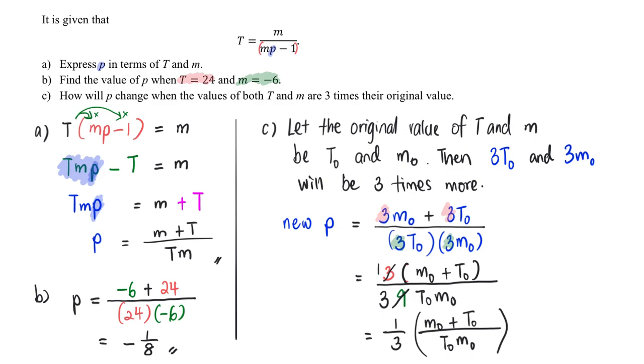I purposefully write in this way because when I compare with the original, which is M plus T over Tm, what happens to the value? Yes, it will be 1/3 of the original value. So the new P will be 1/3 of the original value. And that will be the final answer. We have successfully shown that the new P will be 1/3 of the original value.